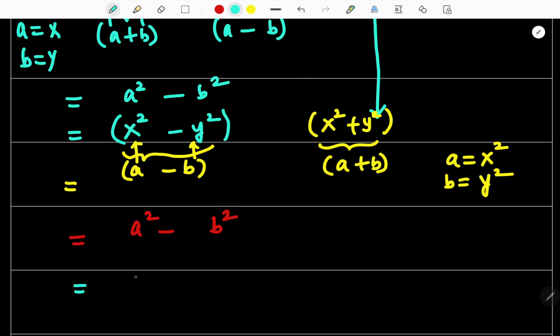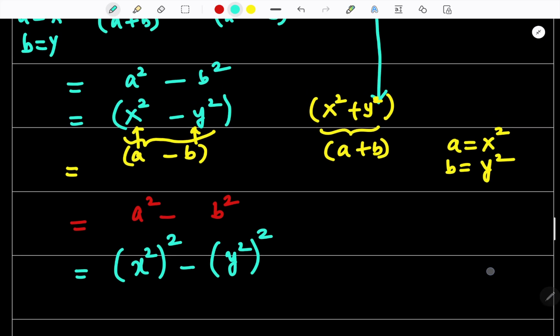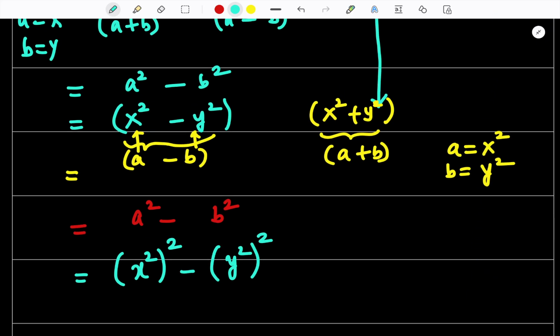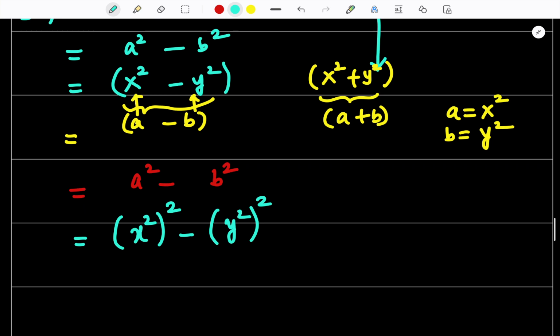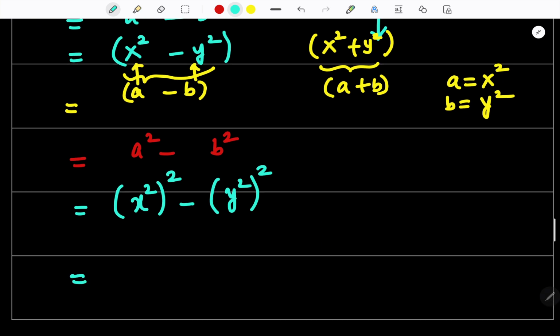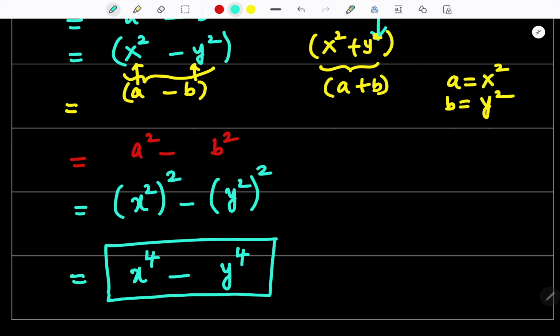So let me start here. What is a? X square, the whole square, and then minus y square, the whole square. So x square the whole square minus y square the whole square. So this equals x to the power of 2 and then power 2 is x power 4. Y to the power of 2, power 2 is y to the power of 4.